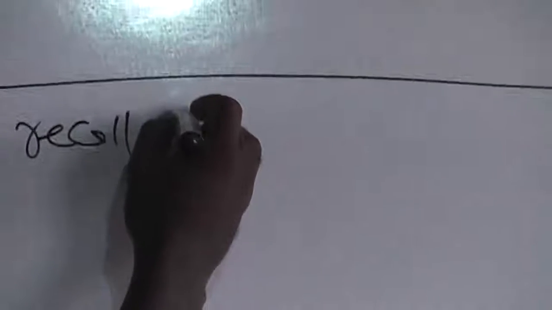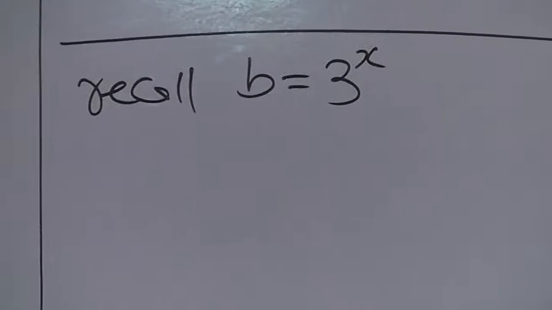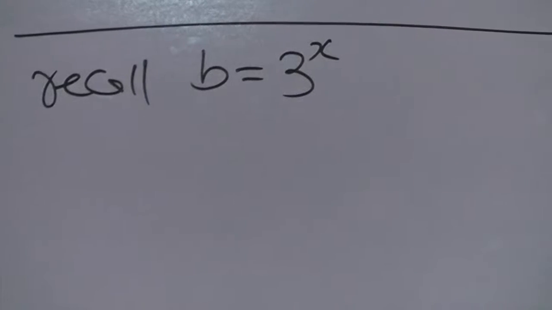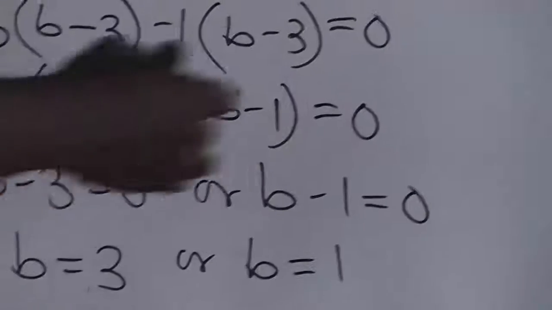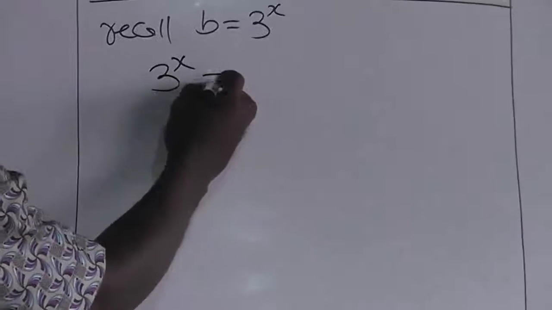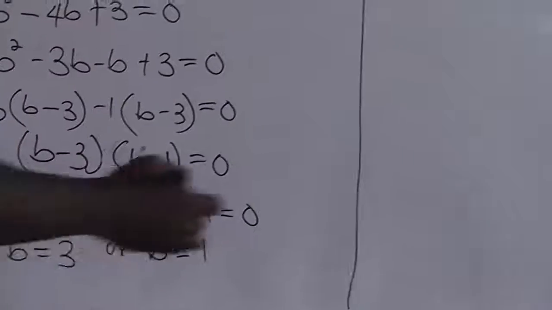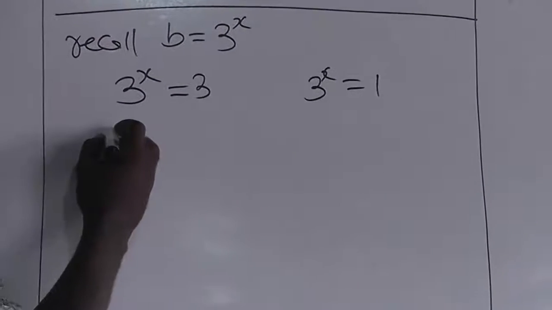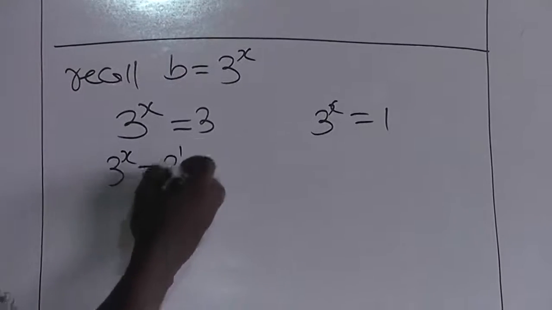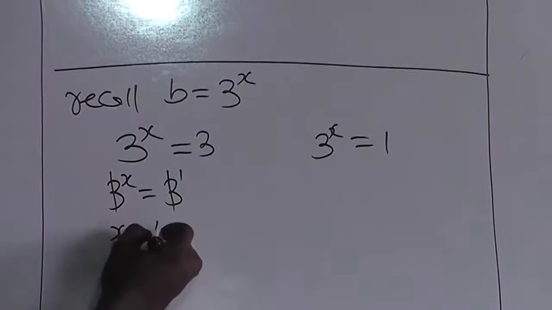Okay. Now recall that b is equal to 3 raised to power x. From here we said let b be equal to 3 raised to power x. And we have gotten our b to be 3. So we equate the two of them. So we can say 3 raised to power x is equal to 3. b is also equal to 1. So you have 3 raised to power x is equal to 1. So 3 raised to power x is equivalent to 3 raised to power 1 because 3 raised to power 1 is still 3. Since the bases are equal, you take them out, x is equal to 1.